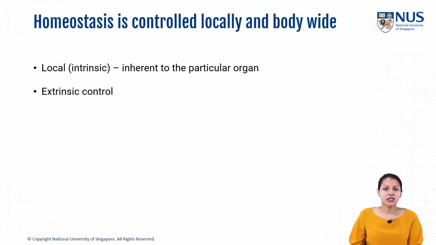So homeostatic controls can be intrinsic, controlled locally, or body-wide, which is extrinsic control. If I use an analogy to explain, intrinsic control is an individual having a problem and solving the problem themselves. And extrinsic control is if the problem is a bigger problem or it affects others as well, multiple parties like family members and friends getting together to help the individual solve the problem.